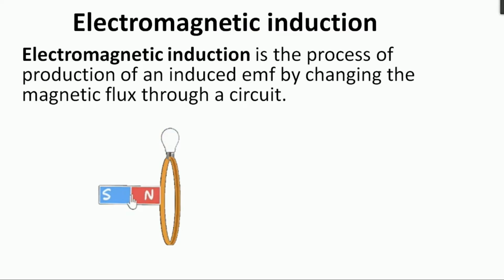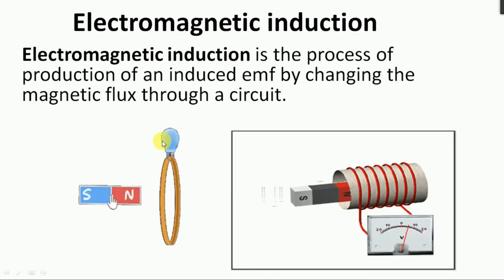So we know when we change the magnetic flux through a circuit, an induced current or induced EMF will be produced. Similarly, in this picture you can see by moving the magnet we are changing the magnetic flux through this coil and we are getting the current or EMF in the circuit. This is called electromagnetic induction and it was first demonstrated by Faraday.